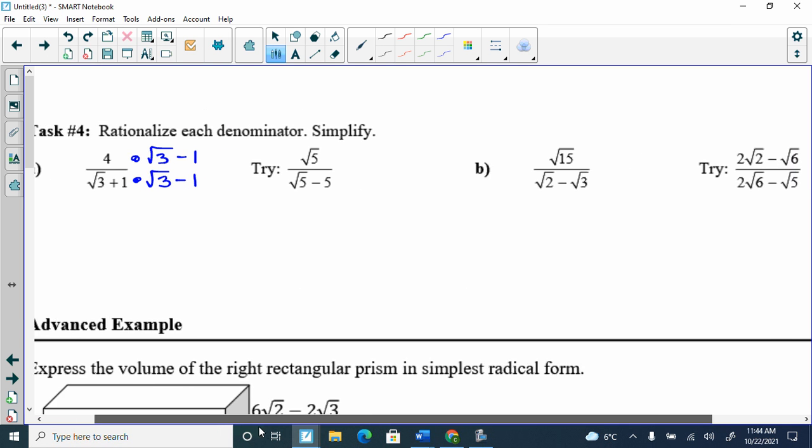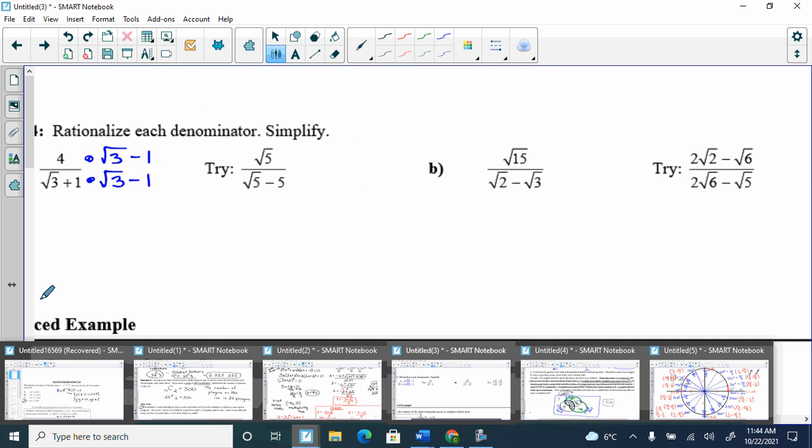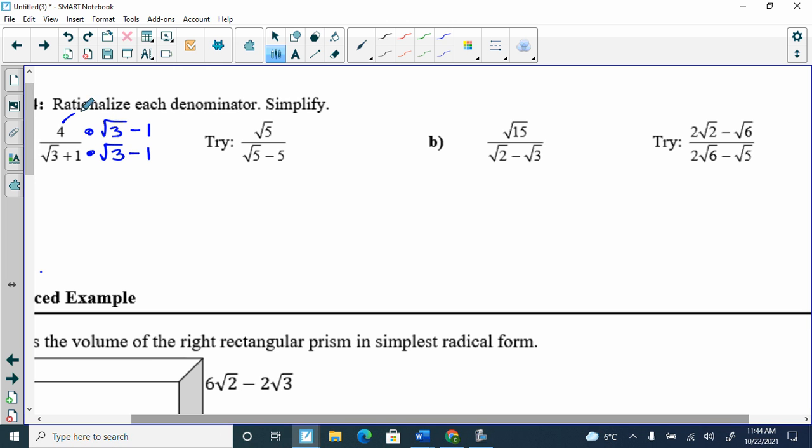Okay. So I'm going to have to distribute the top. I'm going to get 4 times root 3, which is equal to 4 root 3. 4 times negative 1 is equal to negative 4 over, and then we have to FOIL the denominator. We have to FOIL it because it's a binomial times a binomial. But if you actually pick the correct conjugate, the middle terms will be the exact same with opposite sign and cancel. So you'll end up with 2 instead of 4 terms when you FOIL the bottom.